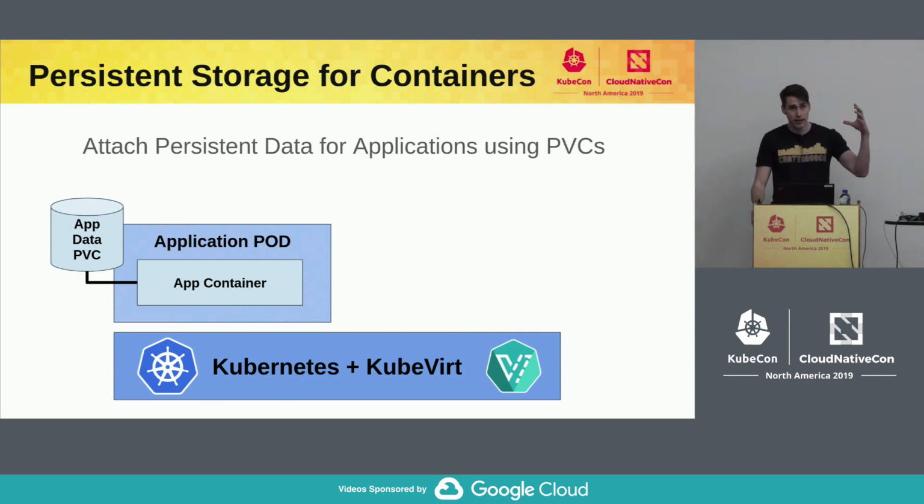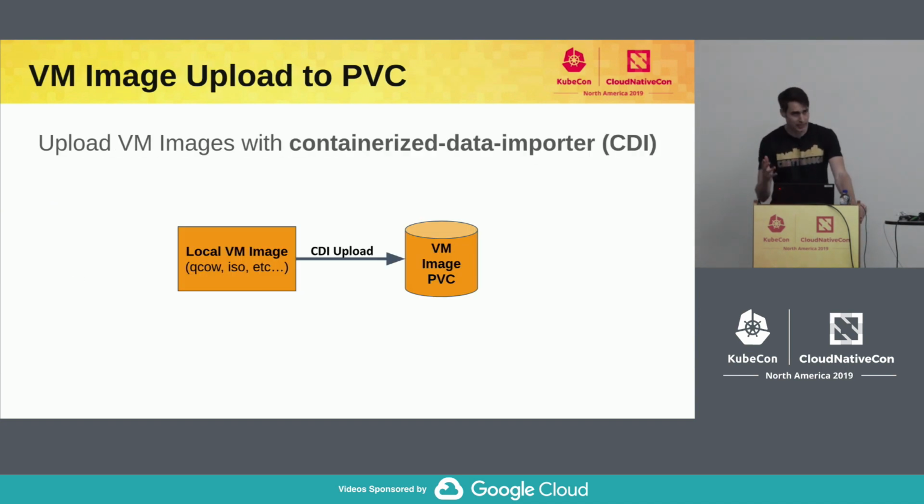So a pod is going to be decoupled from the stateful storage with a persistent volume claim. Since virtual machines are just processes in the pod, we can leverage these PVCs to deliver things like virtual machine images in a way that makes them accessible to that QEMU process. So for example, if you have a virtual machine image on your laptop, you can upload that image using the containerized data importer, which is another project we're checking out.